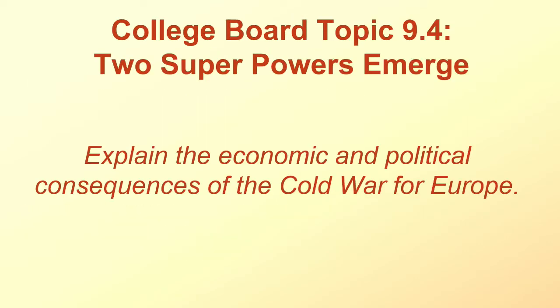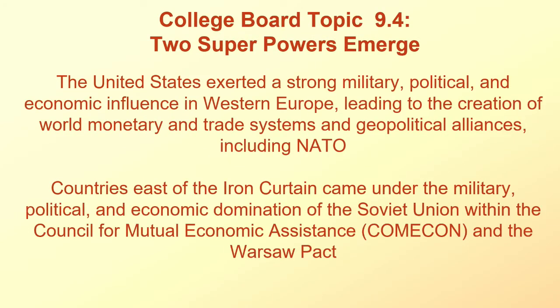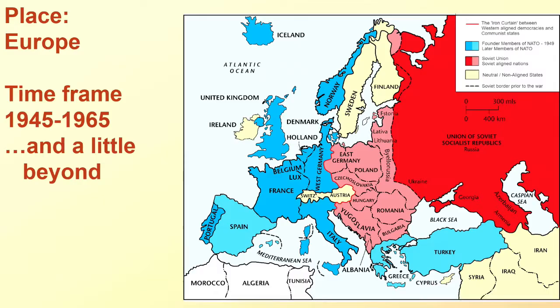And finally, College Board Topic 9.4, Two Superpowers Emerge. Explain the economic and political consequences of the Cold War for Europe. The United States exerted a strong military, political, and economic influence in Western Europe, leading to the creation of world monetary and trade systems and geopolitical alliances, including NATO. Countries east of the Iron Curtain came under the military, political, and economic domination of the Soviet Union within the Council for Mutual Economic Assistance, Comecon, and the Warsaw Pact.